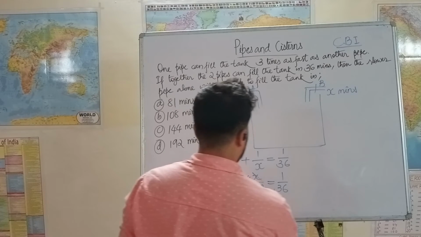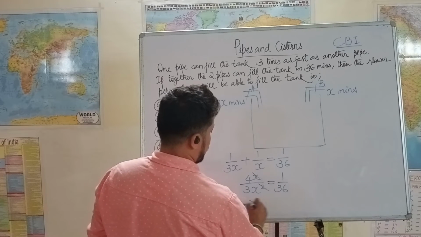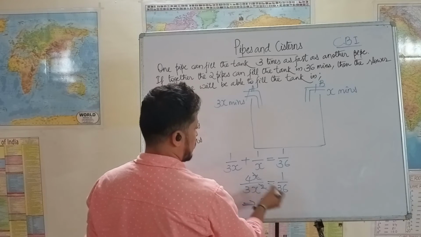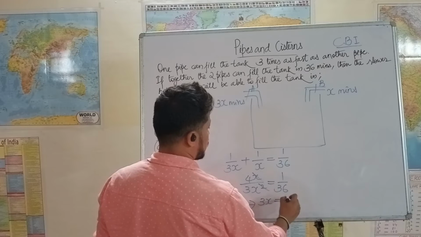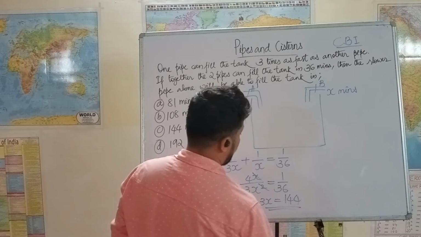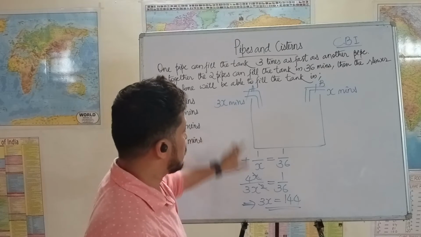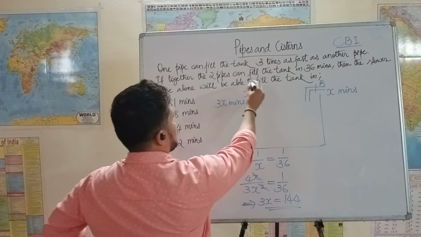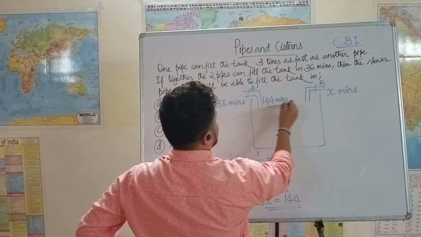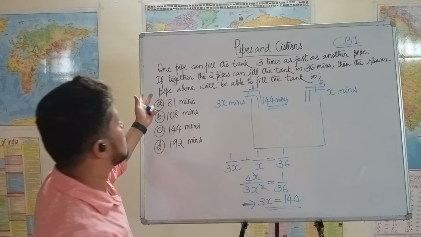Okay, which means 3x is equal to, this will go to numerator and this we have to multiply again, 36 into 4, 144. So this is the slower one, right? So 3x is equal to 144. That means A can fill the tank in 144 minutes. And that is the slower one, that is not in doubt.